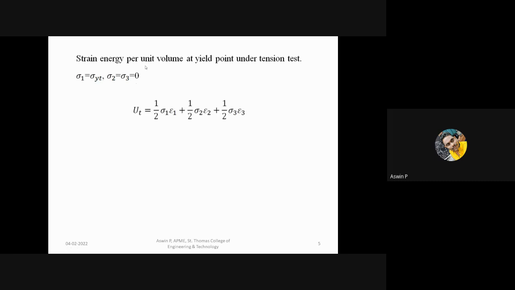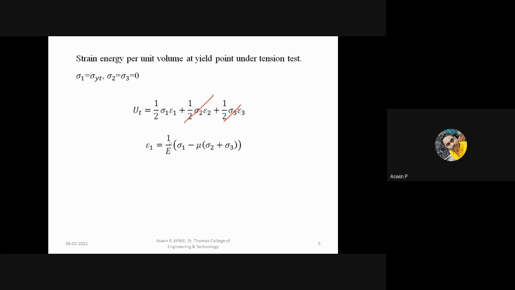So we have the equation as Ut, where T denotes tension. So Ut will become 1 by 2 sigma 1 epsilon 1 plus 1 by 2 sigma 2 epsilon 2 plus 1 by 2 sigma 3 epsilon 3. And you can see that sigma 2 and sigma 3 will become 0. So obviously the last terms will be 0, and finally, you need only epsilon 1 for finding Ut.